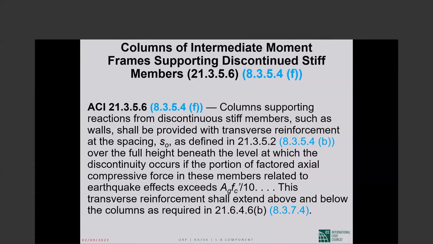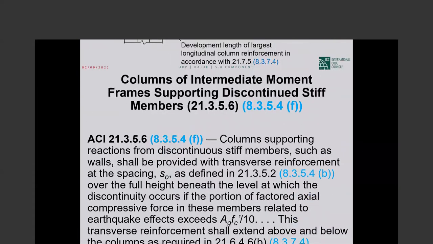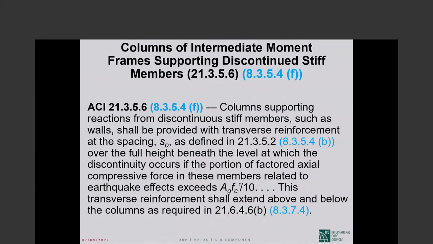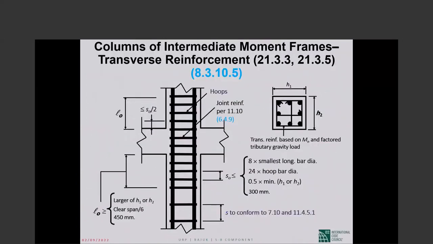If you have an intermediate moment frame column supporting a discontinued shear wall, your design category is C, not D. Same concept applies. Whatever you would have provided in the plastic hinge region shall be provided throughout the height. But the difference is, in the case of the special moment frame, the spacing is now 2.5 or 3 inches. In the case of the intermediate moment frame, the spacing required would be 8 or 9 inches. Okay, so it's the same principle, but obviously not the same reinforcement.